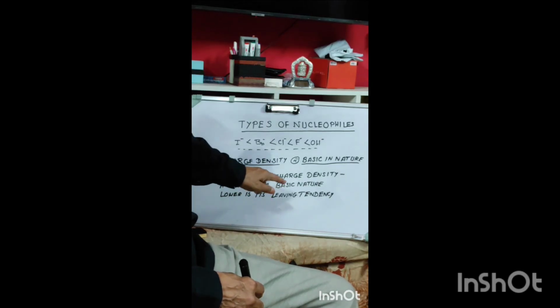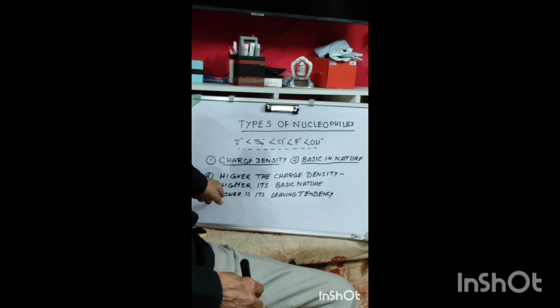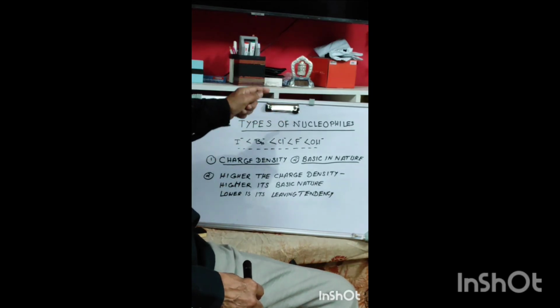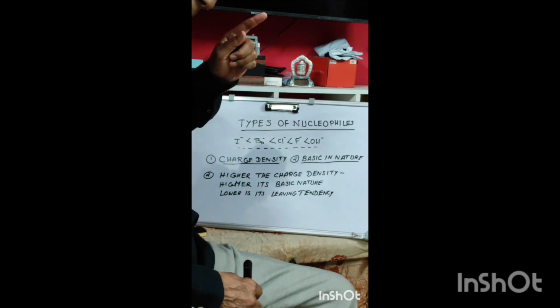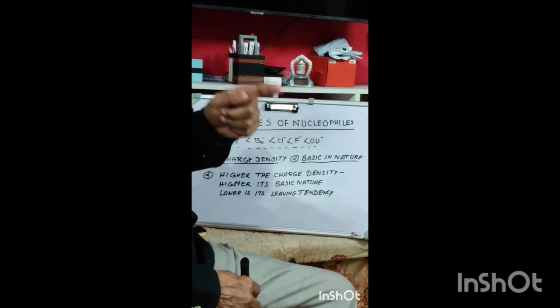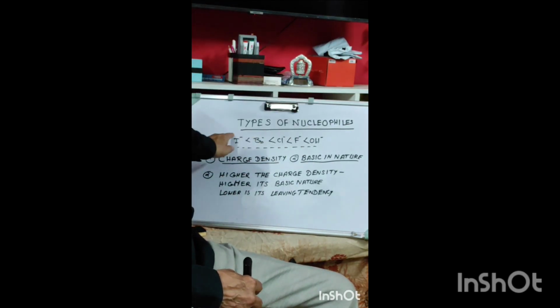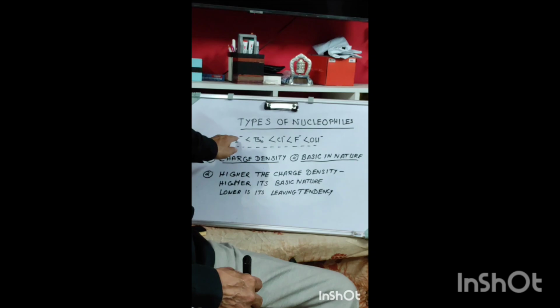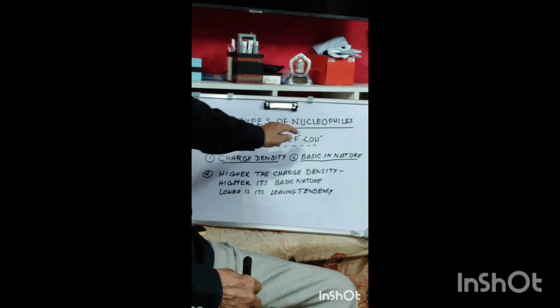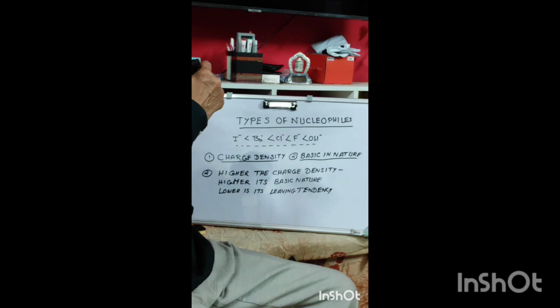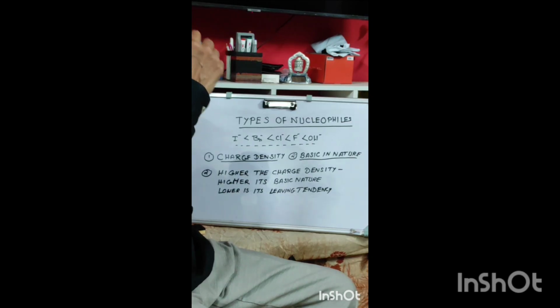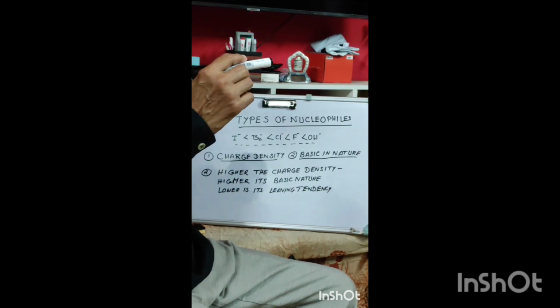Lower is its leaving tendency. That means the less the charge density, the more tendency it has to leave. That means iodide can leave much earlier than bromide, and so on. These two factors will decide the nature of the nucleophiles.